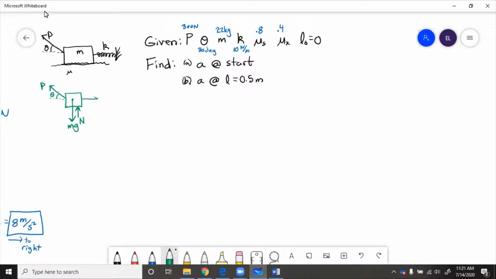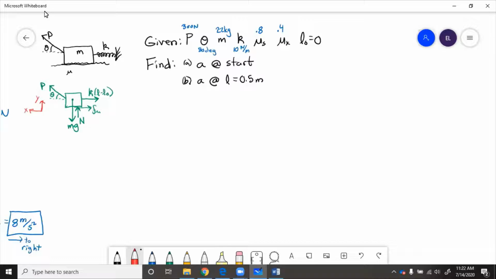We have spring force pulling to the right, and then we've got a friction force which opposes the direction of motion. So the person's trying to pull it to the left, which means the friction force goes to the right. Step two, we assign a coordinate frame. So if it's supposed to go to the left, then we'll say X goes left, Y goes up.